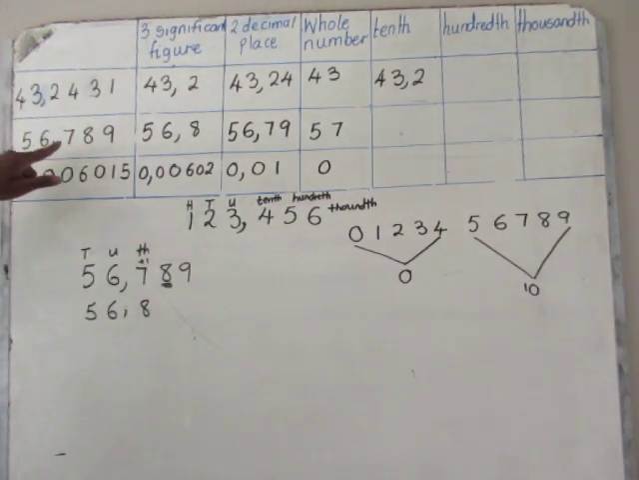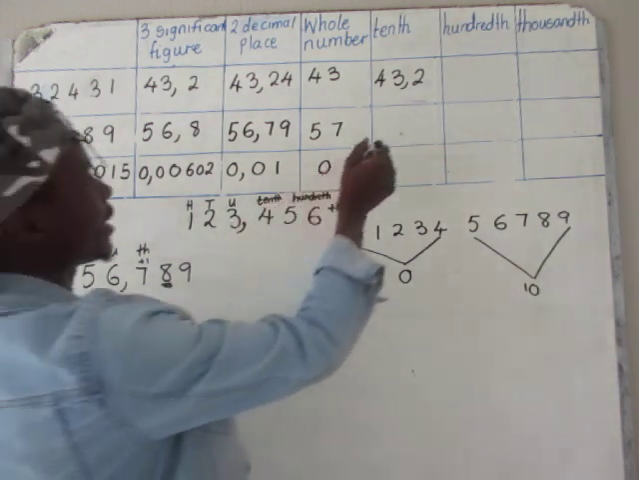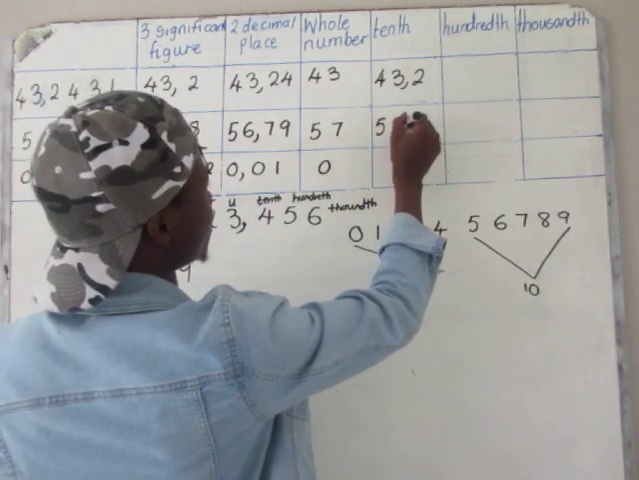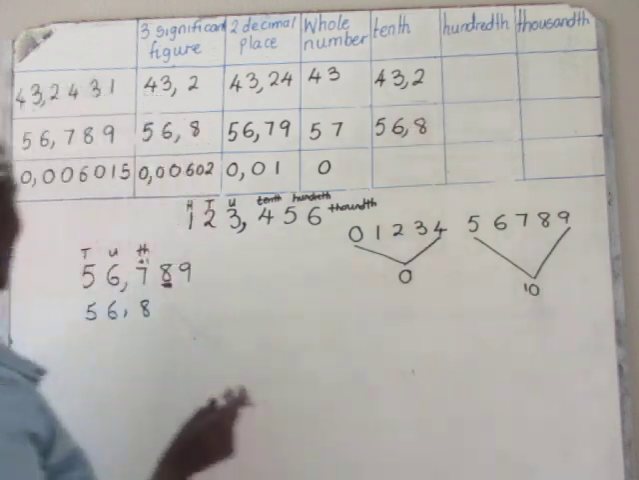So 56.789 to the nearest tenth is 56.8. So that's 56.8.